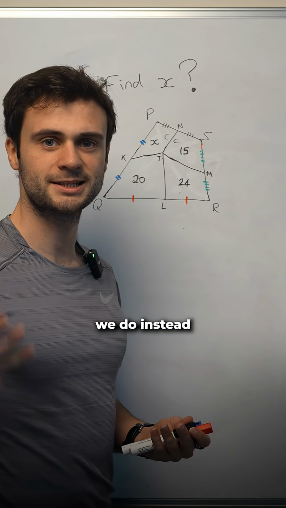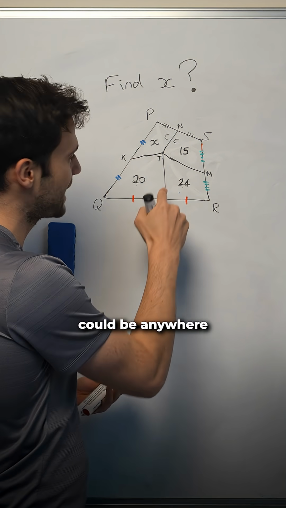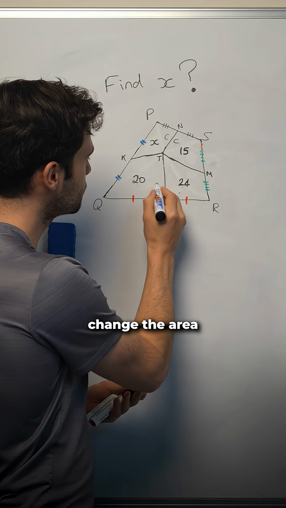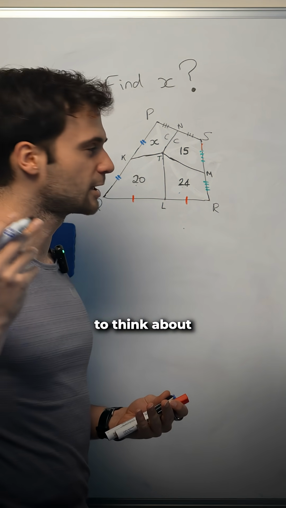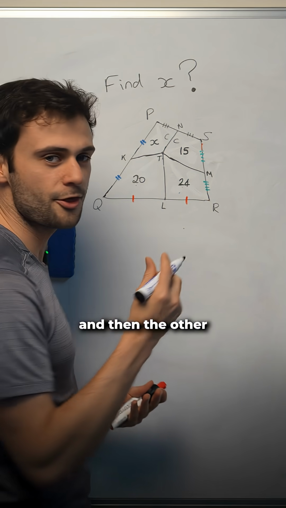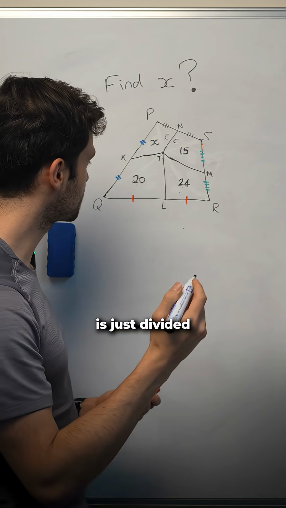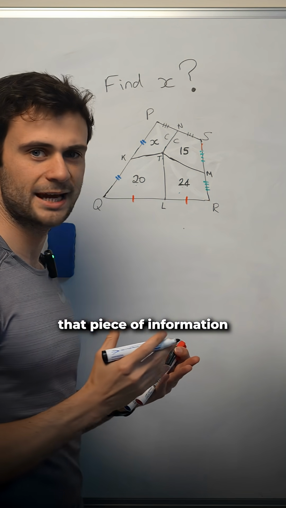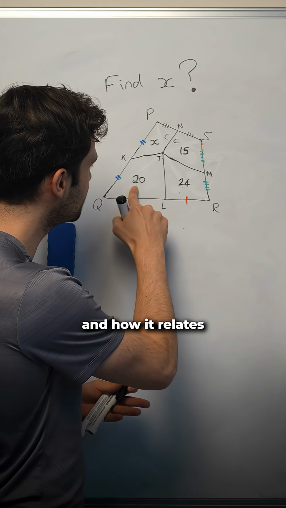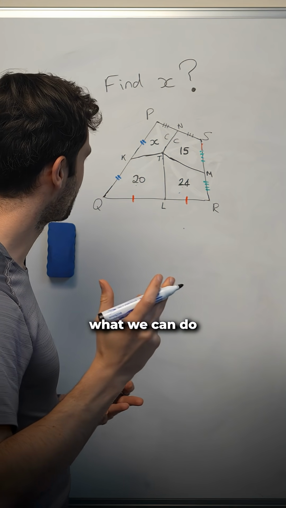So what can we do instead? Well, we've got this T in the middle, and the T could be anywhere, and we can see how that would change the area of the 4 parts of this quadrilateral. That was something I was starting to think about and play with. And then the other thing is, we know each side of the larger quadrilateral is just divided into 2 equal parts. If we can learn how to use that piece of information and how it relates to the areas of each part, that's going to be the key here. It's not obvious what we can do.